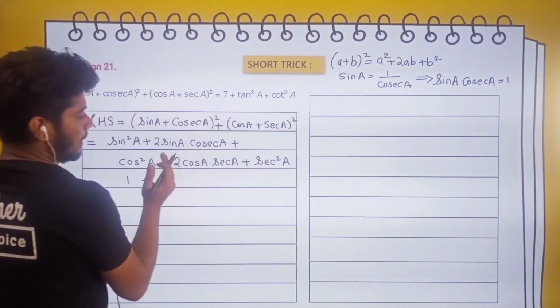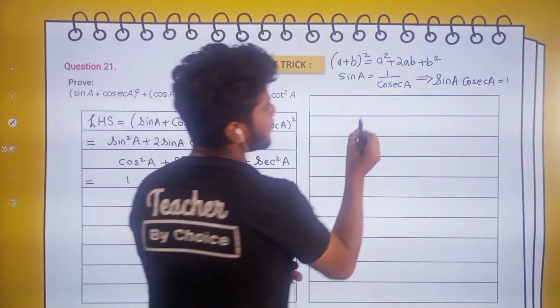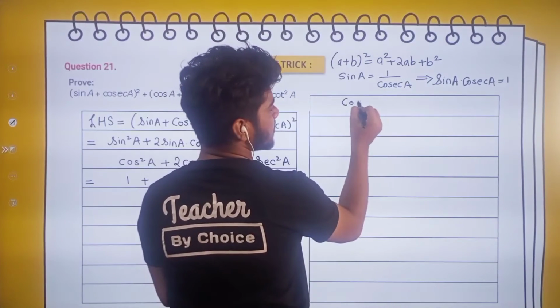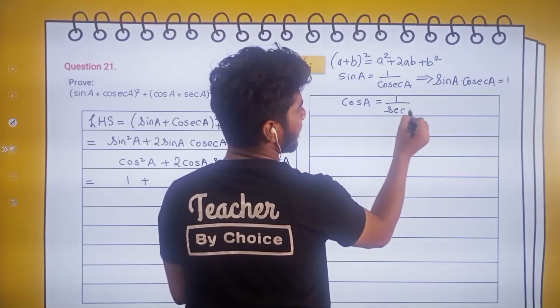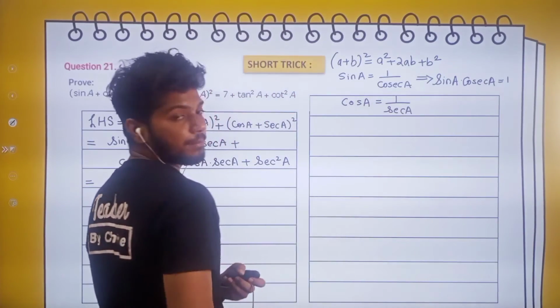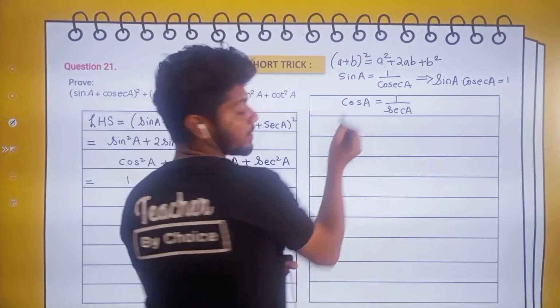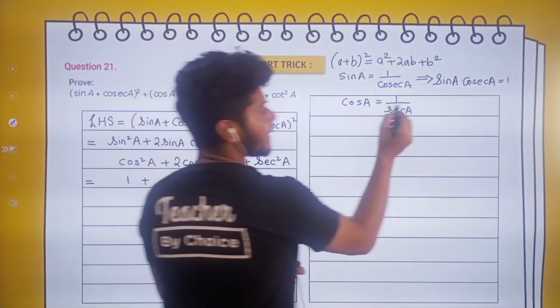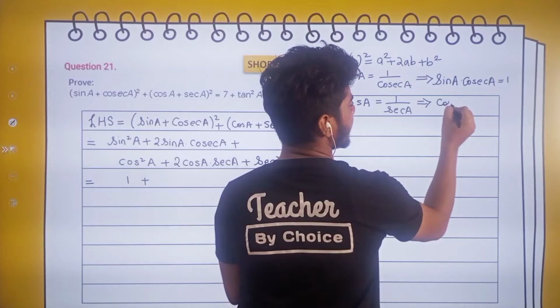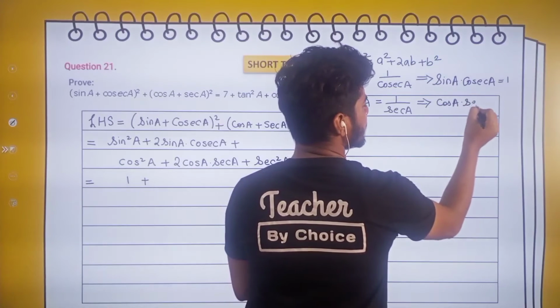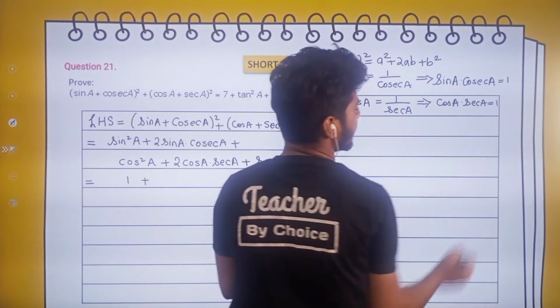Now you are left with 2 cos a into sec a. Let me explain cos a into sec a. Can I say cos a is equal to 1 by sec a, right? So can I say cos a into sec a is equal to 1? Cos a into sec a is equal to 1, right?